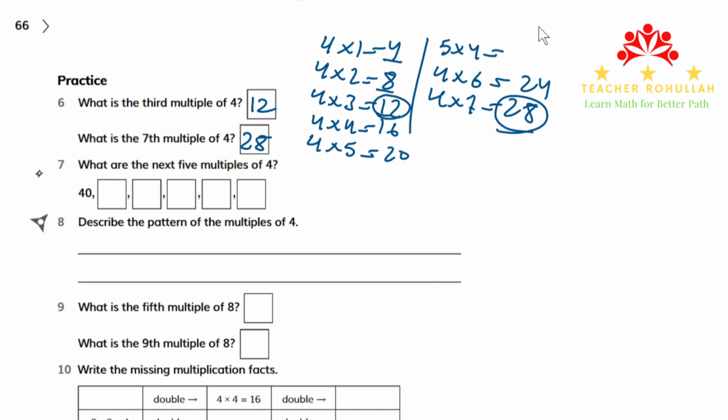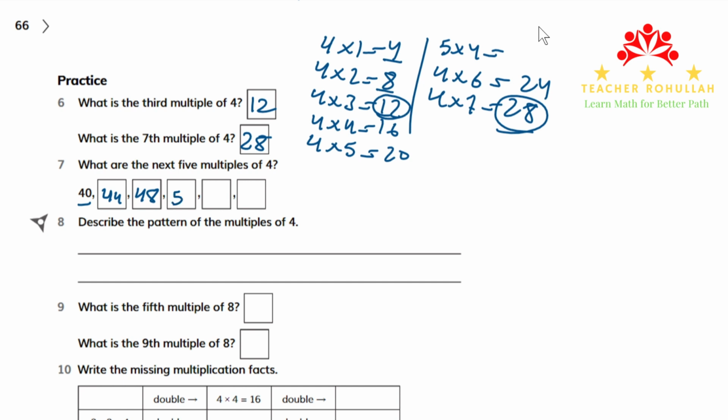So now in question number 7, it says, what are the next 5 multiples of 4? The next 5 multiples of 4. We know that we can get multiples of 4 by adding 4 each time to the previous multiple. Now we have 4 here. If we add 4, we get 44. If we add 4, we get 48.